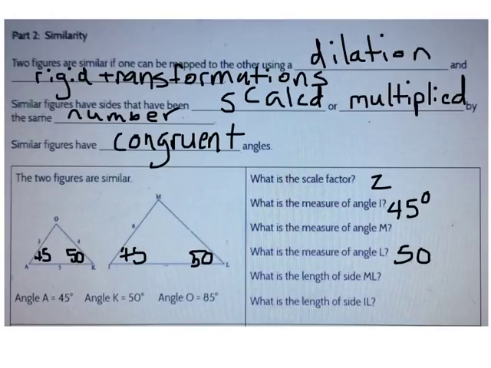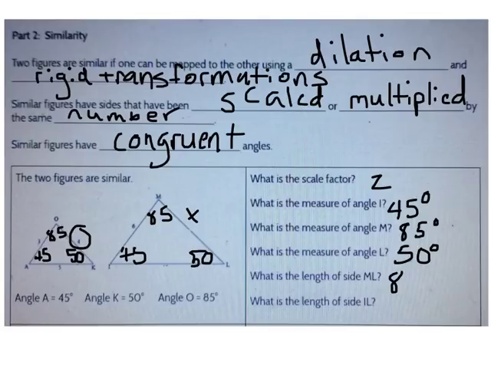Angle O is 85 degrees. So what is angle M? It's also 85 degrees. The angles in similar figures are congruent. What is the length of side ML? Well, I know that I can multiply side OK, 4, by 2 to find ML. So what's ML? It's 8. 4 times 2 is 8.